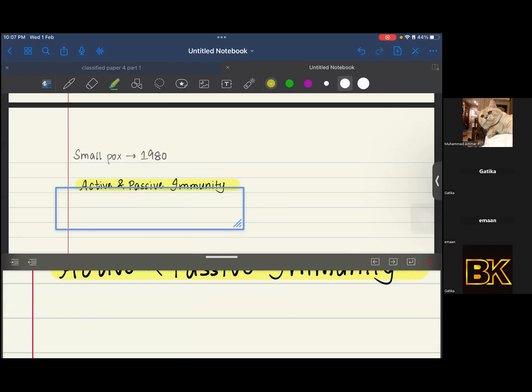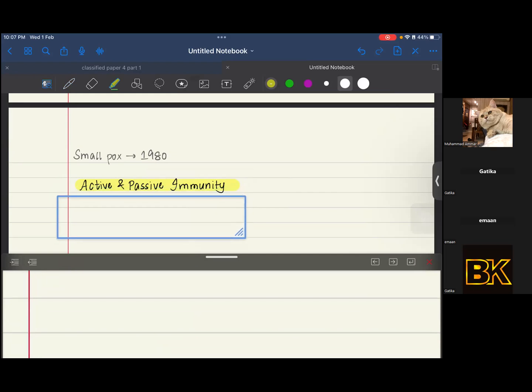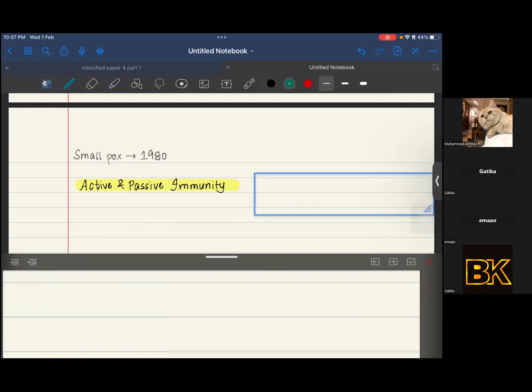Okay. So first, I will give you a brief about what active and passive immunity is, and then we'll write. A person has active immunity to a disease if they have made their own antibodies and memory cells that protect them against it. Now, I will give you two scenarios. This is just an example, so we'll keep it at the side.